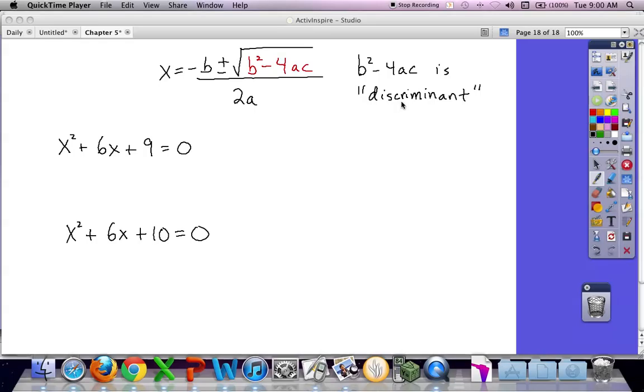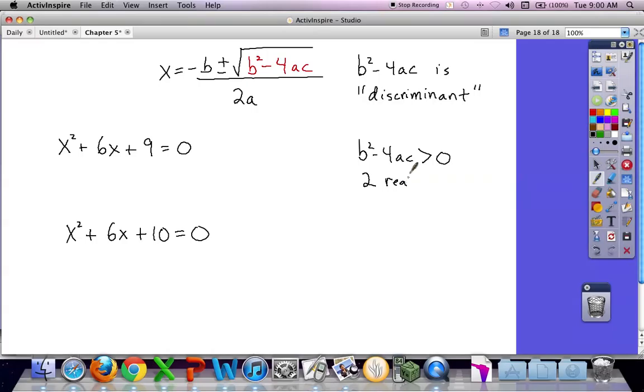Then, according to a table on the same page in your book, if b squared minus 4ac is greater than 0, then we know that we have two real number solutions. And if b squared minus 4ac is less than 0, we know that we will have two imaginary solutions, because we'll be taking the square root of a negative number.